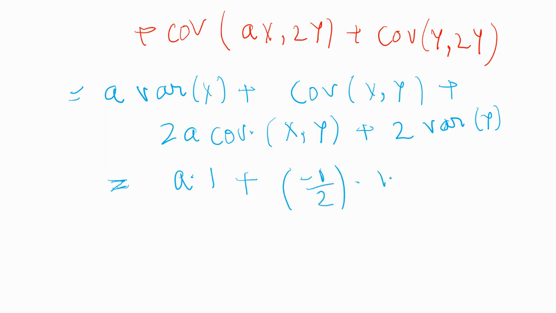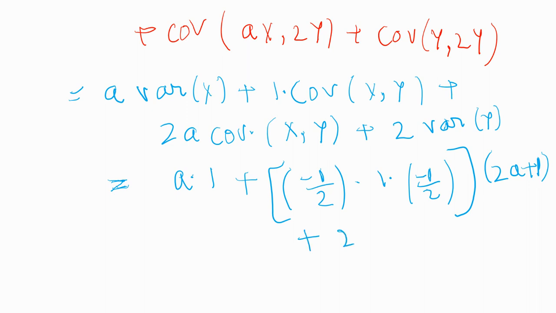Sigma x, sigma y is minus 1. Now this one is covariance of xy, and its coefficient is 1, so we can write it as 2a plus 1. And then 2 times variance of y is 4. So this will be equal to 0.